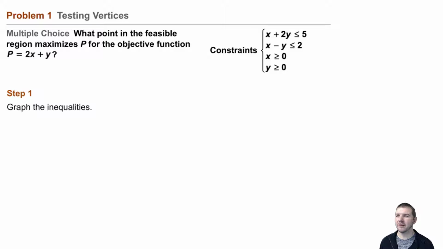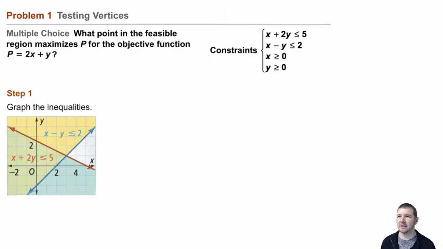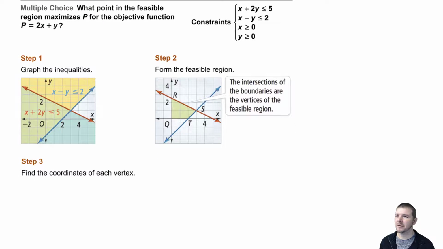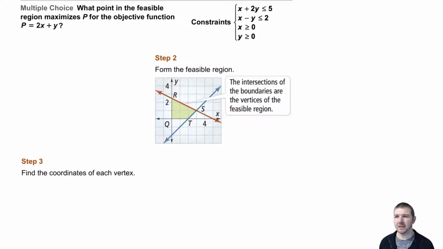Step 1, graph the inequalities representing the constraints. Step 2, form the feasible region. The intersections of the boundaries are the vertices of the feasible region. Step 3, we'll find the coordinates of each vertex of the feasible region. Those can be labeled as point Q, (0, 0) at the origin, point R, (0, 2.5), point S, (3, 1), and point T, (2, 0).